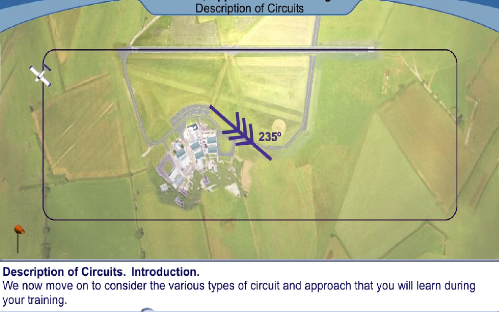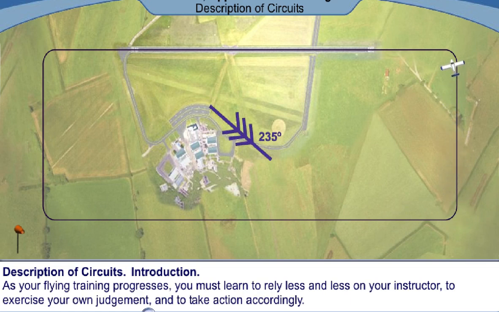He will demonstrate each type of circuit, and will then help you to improve your own judgment so that you can, eventually, prevent or correct your own errors. As you progress, you must learn to rely less and less on your instructor, and learn to exercise your own judgment and take action accordingly. Your instructor cannot consider sending you solo until you consistently fly an accurate circuit, make safe landings, and correct mistakes, all without his intervention.